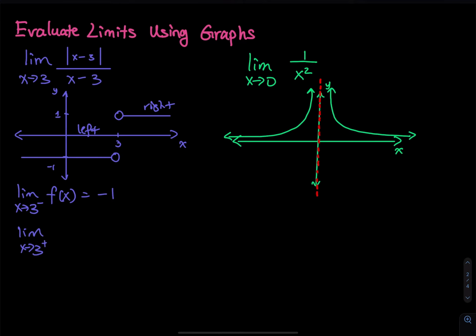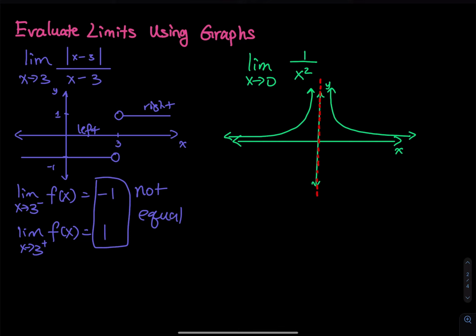And then as x approaches 3 from the right, we write 3 plus, and then f of x, so we will be looking at this piece. As x approaches 3 from the right, y approaches positive 1. Do they equal? So these two are not equal, right? So they are not equal.